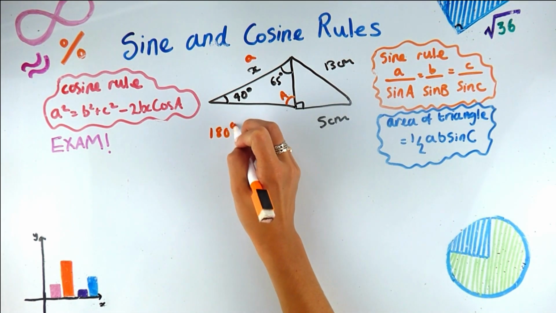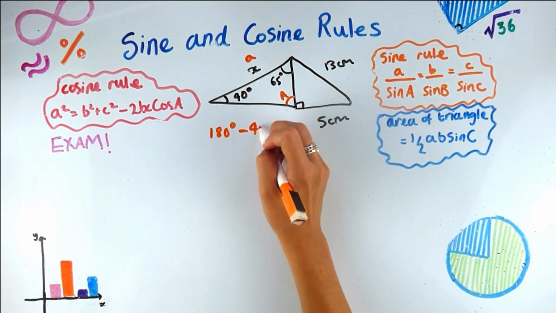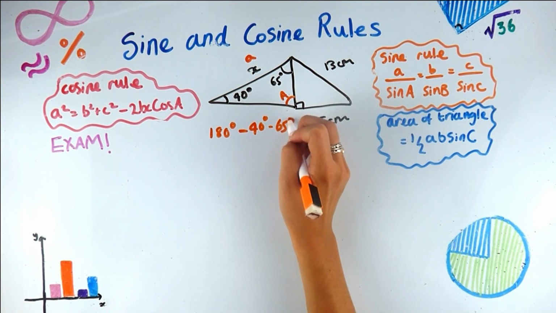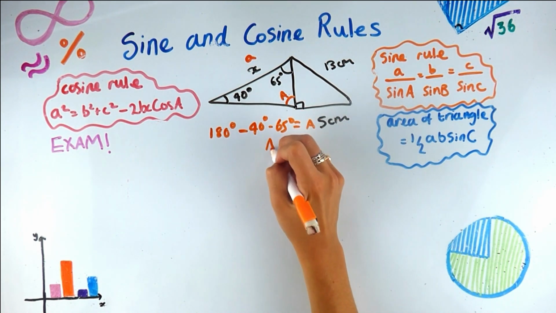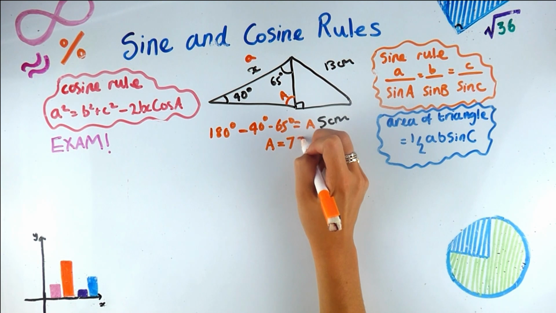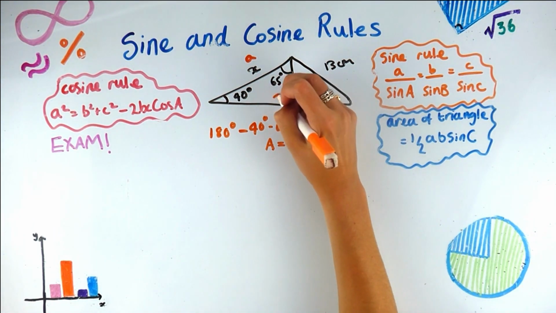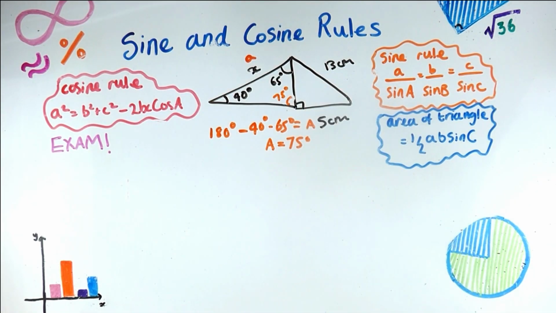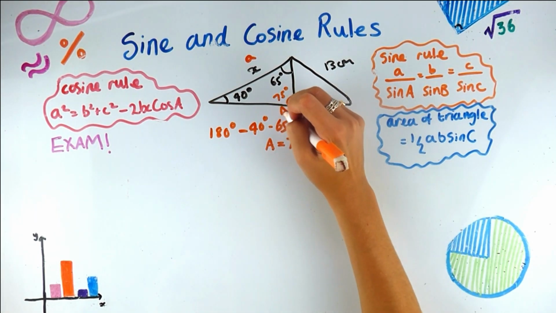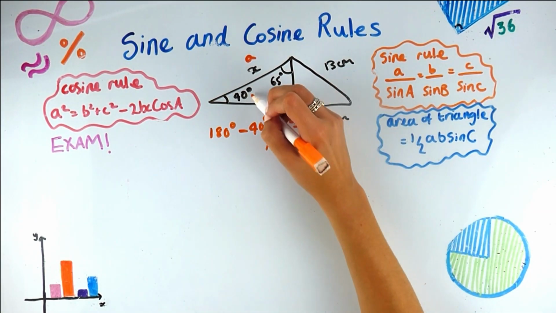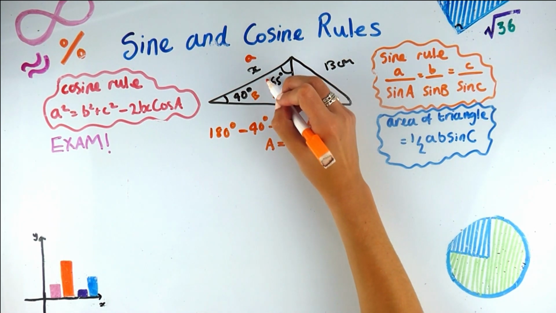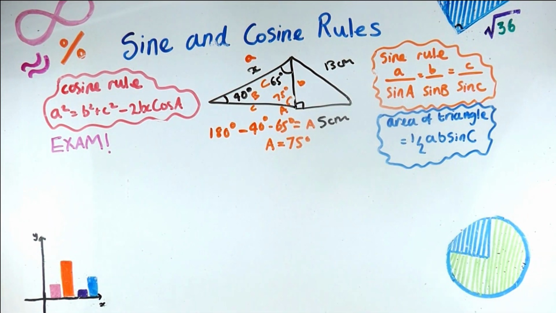So angles add up to 180, so we've got 180 minus this one, 40 degrees, minus 65 degrees equals A. And that would make A 75 degrees. So I'm just going to rub that out and replace that with 75 degrees. And that is big A. Then let's call this big B, and this one can be B, big C, and this one can be C.